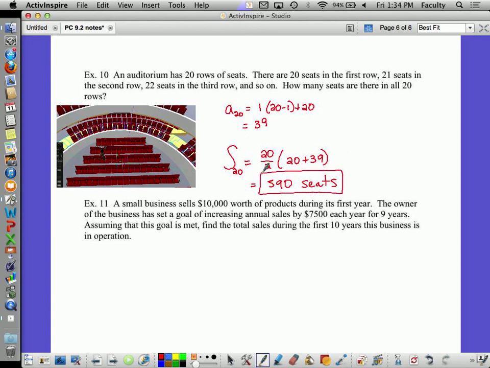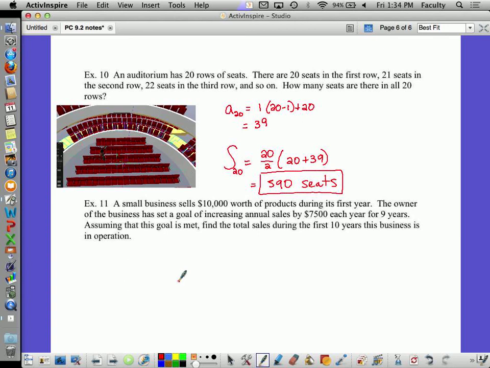Are you getting 590 seats? Because you need to know how many seats are in the 20th row, right? So you do your DNA to that one. The common difference is 1. It's 20 minus 1 plus the first row had 20 seats. So there are 39 seats in the 20th row. Now I want to add them up. So I get 20 over 2 times 20 plus 39. So it's 590 seats.